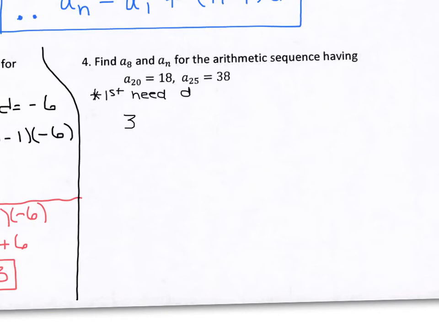So I'm going to say a sub n is 38 equals my a sub 1 of 18 plus. Now I need to know my n, my number of terms. The common mistake here is that people say n is 5 since we're going from 20 to 25. But the key thing is you always subtract them and add 1. So 25 minus 20 plus 1, and we end up with 6. So I now have 6 minus 1. Like I said, if you want to write that down, I figured that n out by doing 25 minus 20. Always have to add 1. So that's for your n.